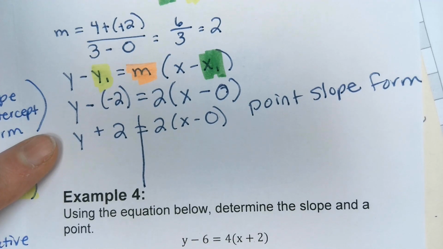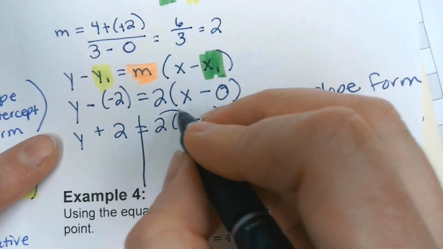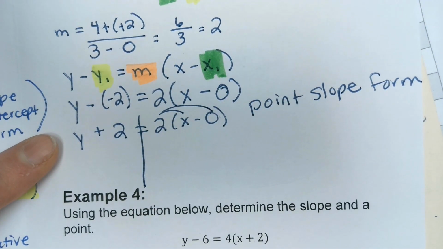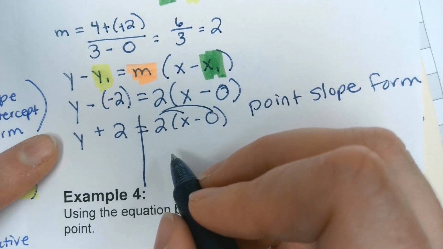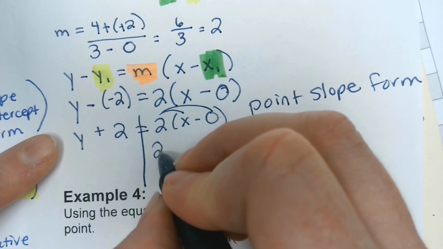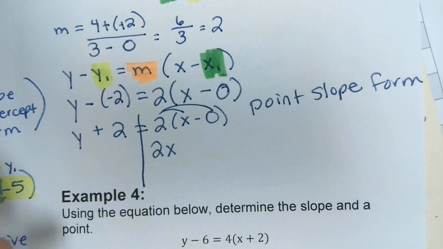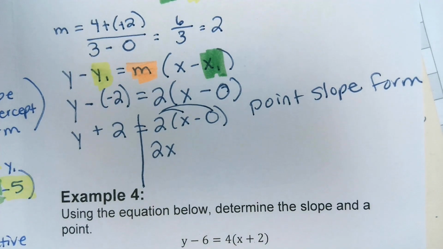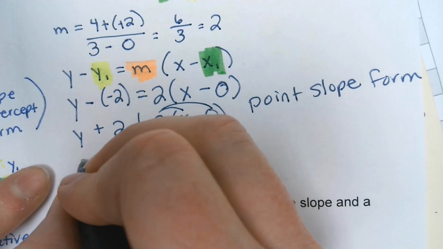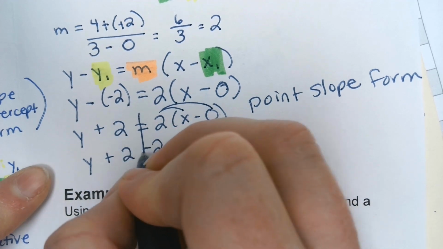The next step is to distribute. So we distribute the 2. Two times x is 2x. 2 times 0 is just 0. So do I need to put anything? No. It's useless to put plus 0 or minus 0. So we're going to leave it off and just carry down the left side.